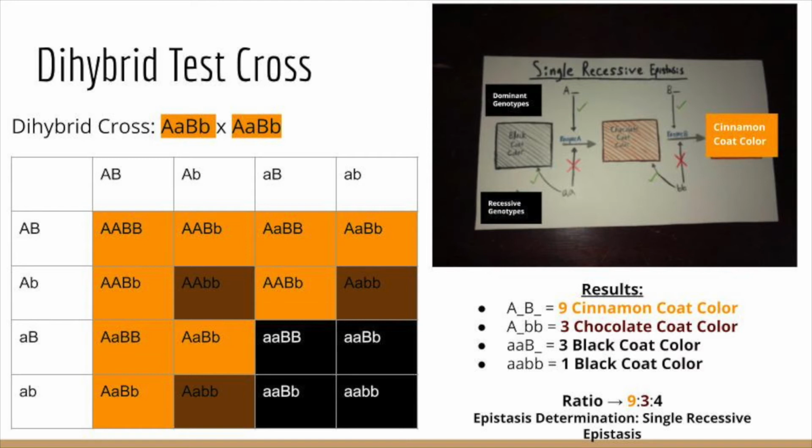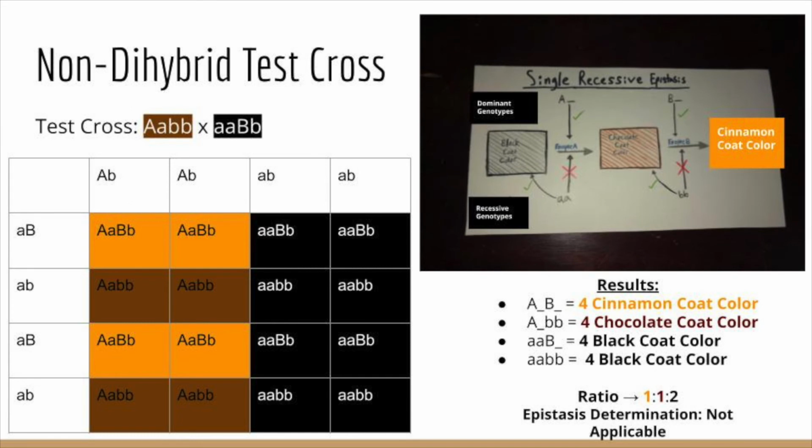3 offspring represent a dominant genotype for the A gene, but homozygous recessive genotype for the B gene, resulting in enzyme B not being produced and a chocolate coat color being expressed. Lastly, 4 offspring represent a black coat color phenotype due to these individuals expressing the homozygous recessive genotype of the A gene, resulting in enzyme A not being produced and inability to continue down the pathway. The result of this phenotypic ratio is 9 to 3 to 4, which is expected from the dihybrid cross and correlates to single recessive epistasis.